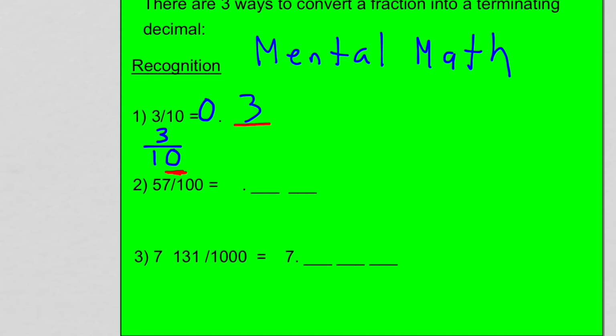The next one, 57 out of 100. Well, there's 2 zeros on 100. So that means we have to have 2 decimal places in the decimal. 1, 2. And in those decimal spots, we're going to put 5 in the tenths and 7 in the hundredths, 57 hundredths.